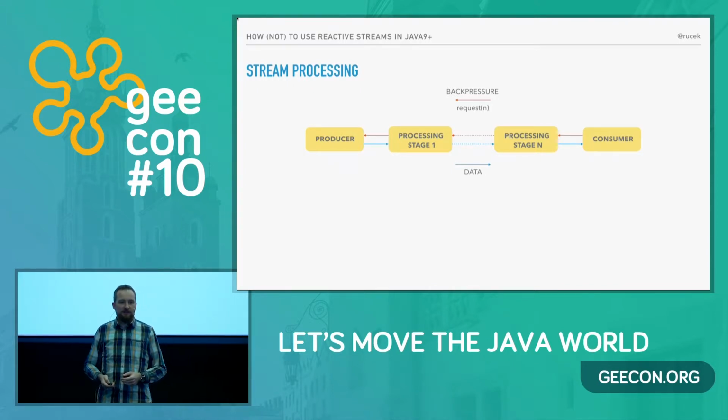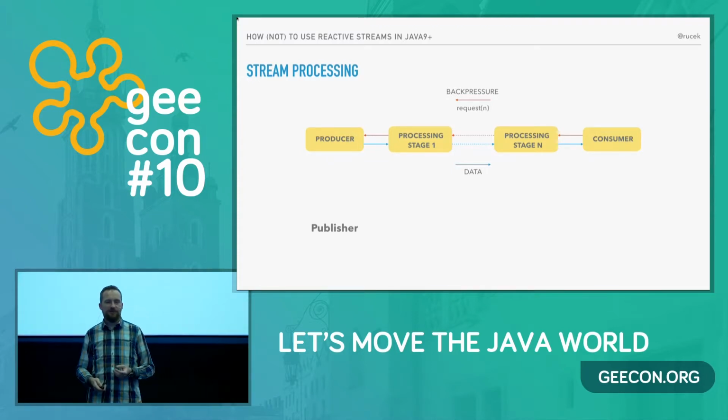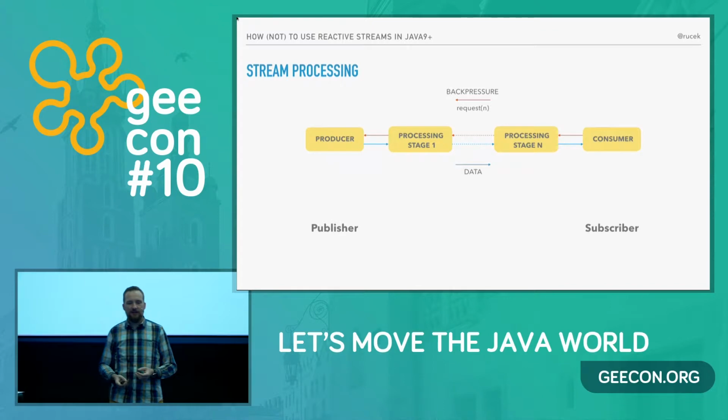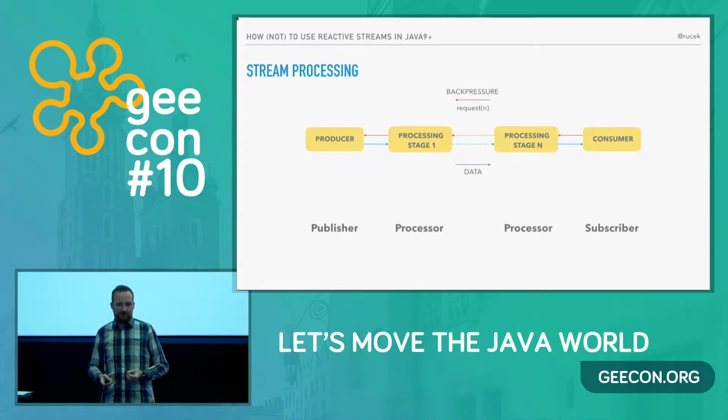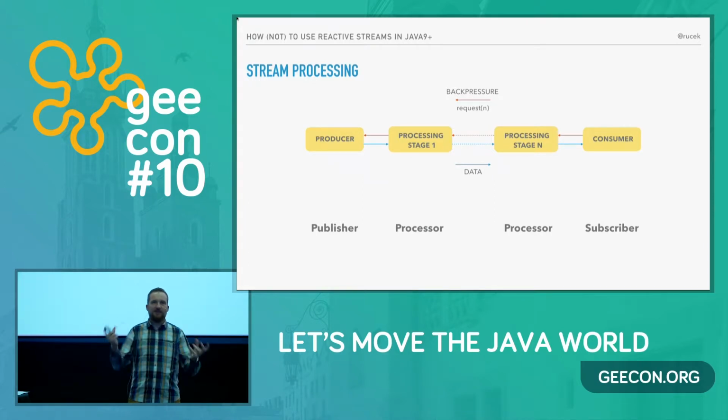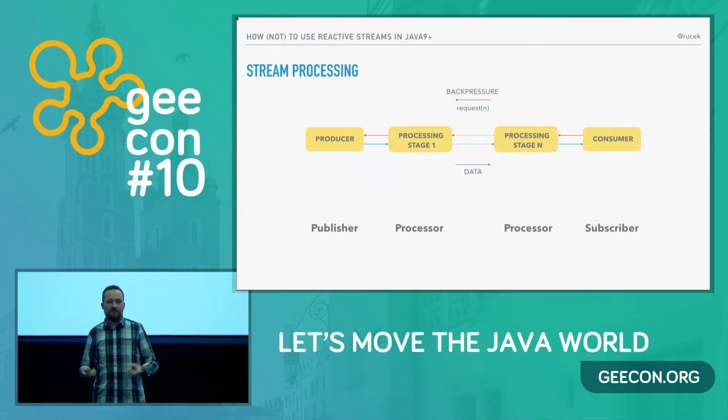And this is general terminology for stream processing. Every implementation has its own terminology. So in Java, the producer is called the publisher, and in reactive streams in general, the consumer is called the subscriber, and the stages in the middle are called processors. This is not yet reactive, so this is basically a streaming pipeline with backpressure.